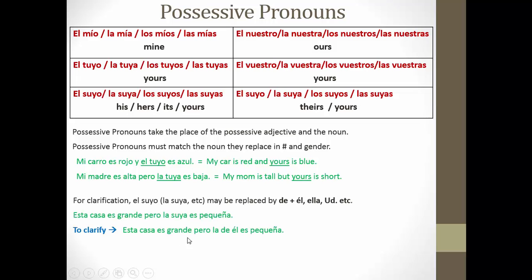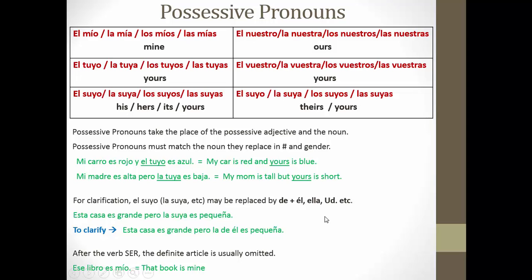A similar issue that we've seen is going to occur. For clarification, el suyo, la suya, etc. can be replaced by de and the subject pronoun. So for example, this house is big, but la suya, what does that mean? Does that mean hers, his, theirs, yours is small? If I want to clarify, I would write this: esta casa es grande, pero la de él es pequeña. By my clarification here, you know now I'm talking about his. His house is small.